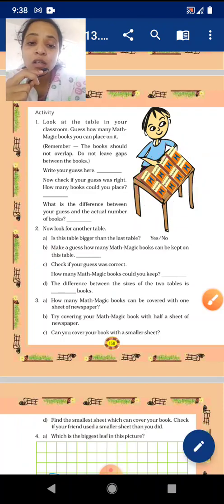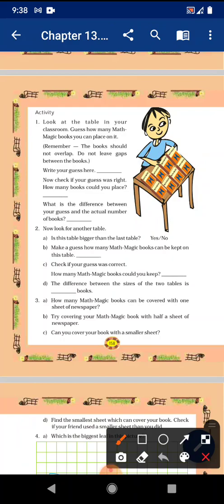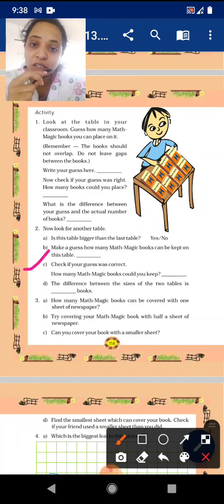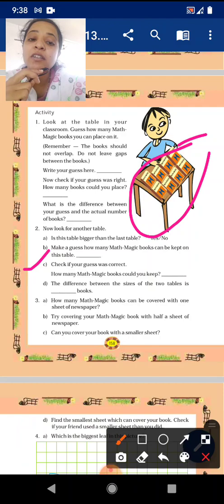Okay, then the next one is check if your guess was correct. If I guess that I can cover a table with 6 books, then when I do this activity and yes, I was right that I have covered the table with 6 books, that means my guess is right. And if it needs 8 books or 7 books, then my guess will be wrong.